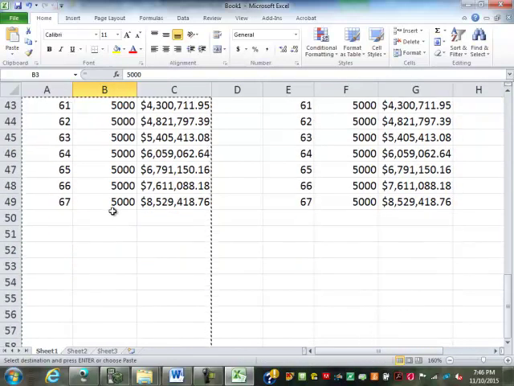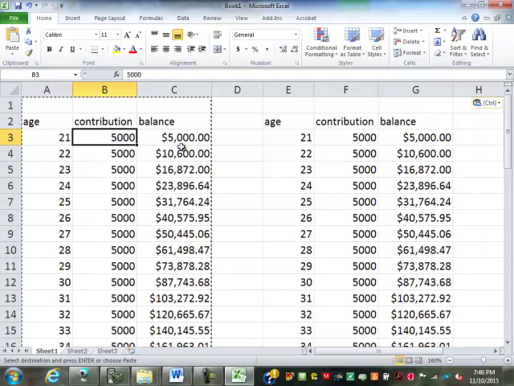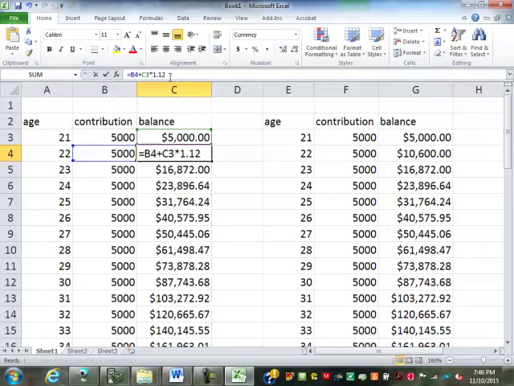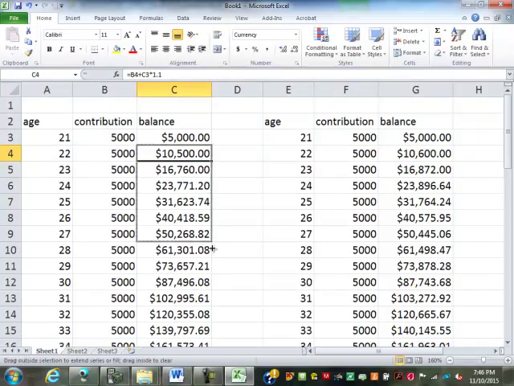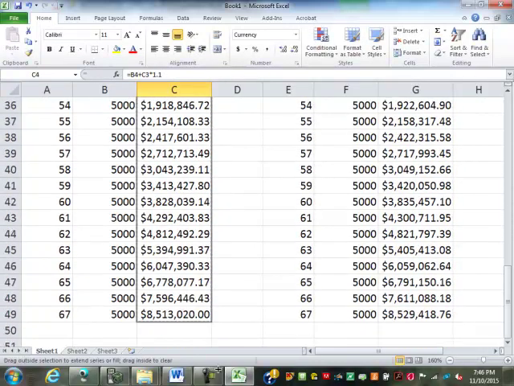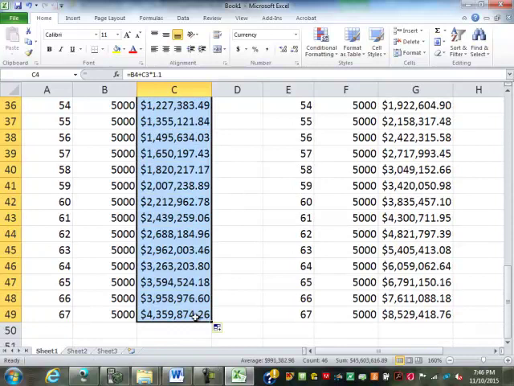Of course, $5,000 a year might be pushing it. 12% might be pushing it. Now let's change it to just 10%. If you cut it down to 10%, you're still going to have almost 4.5 million. That 2% makes a huge difference.